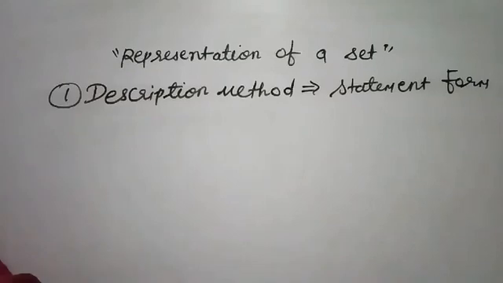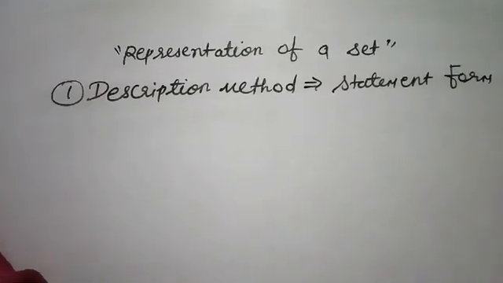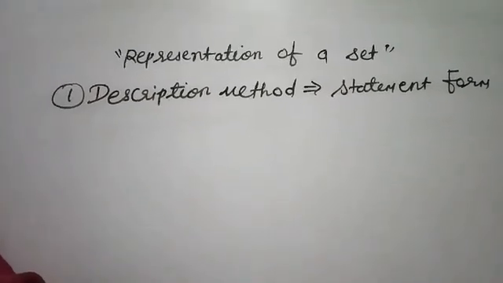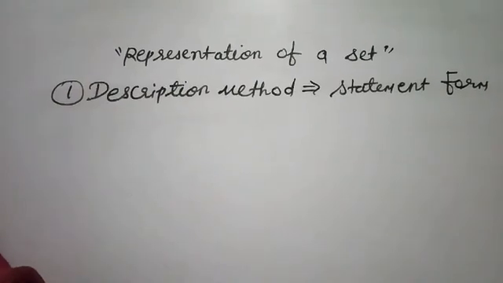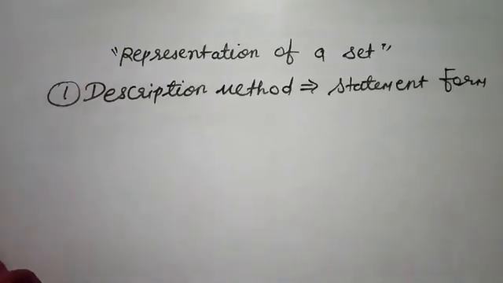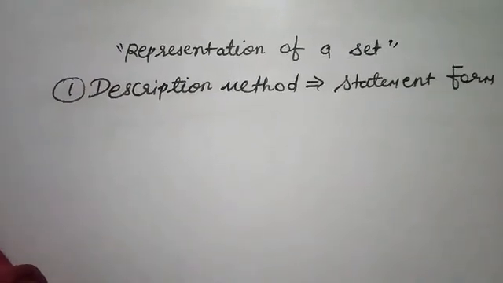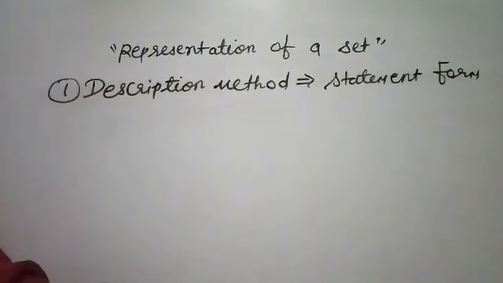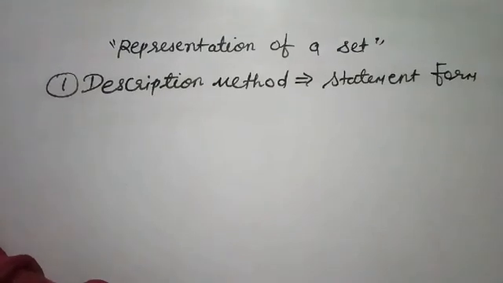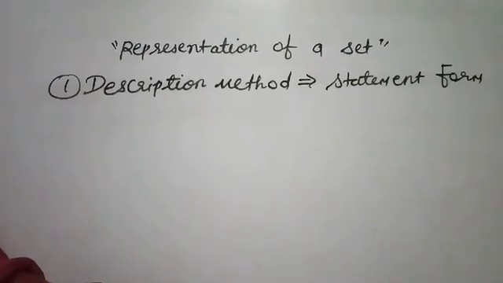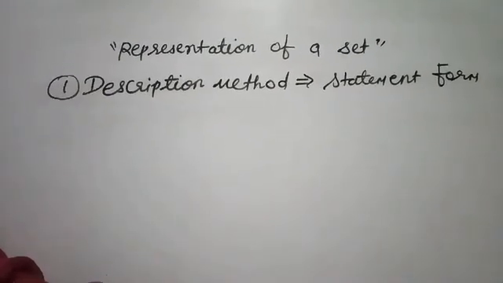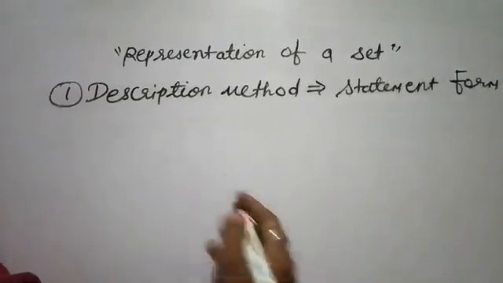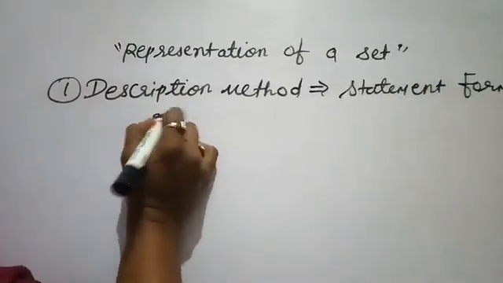Representation of a set. A set can be represented in three different ways. So the first one is the description method. This is also called statement form. In this method we define all the elements of a set in a statement form. But how? Let's see one example.